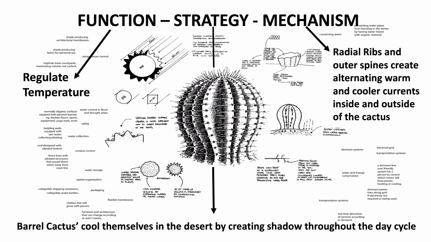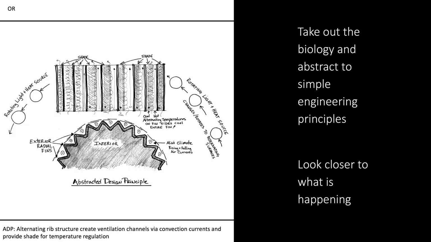and that would be the mechanism. So you can see an abstracted design principle that I had done where I say the alternating rib structure creates ventilation channels via convection currents and provides shade for temperature regulation. This is also just by taking out the biology to abstract and to simplify the engineering principles to get a closer look at what is happening.